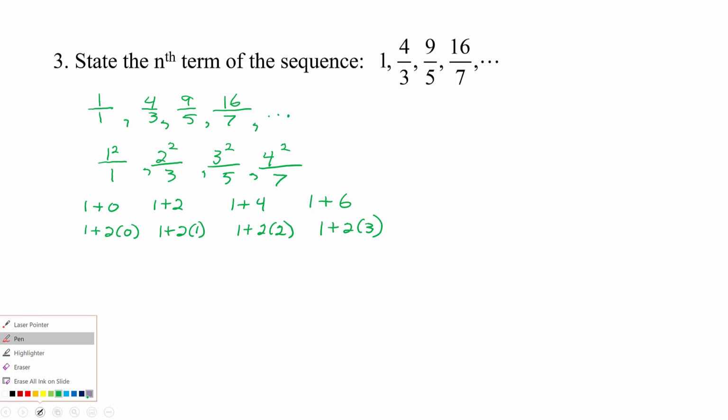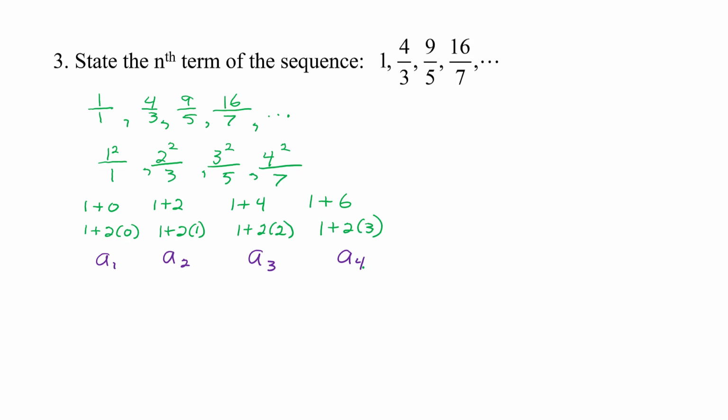Our first term would be a sub 1. Our second term, a sub 2. Then a sub 3, a sub 4. Okay, so somehow if we can get these numbers 1, 2, 3, and 4 in here, we're good. Let's see. If we have 1 plus 2 times 0, 0 would be equal to 1 minus 1, right? 1 would be equal to 2 minus 1. 2 would be equal to 3 minus 1. 3 would be equal to 4 minus 1. So let's see if we can come up with a general formula here that would work for any term.